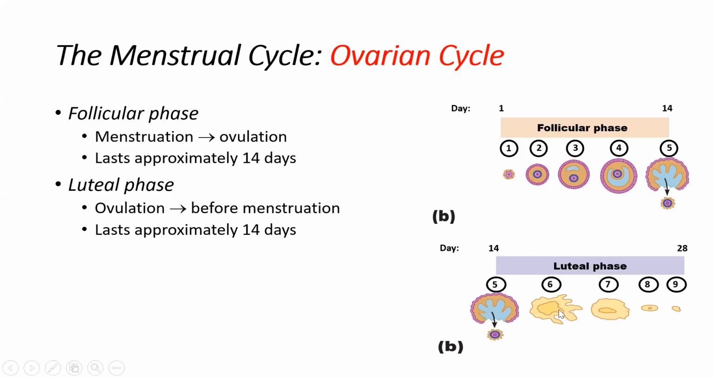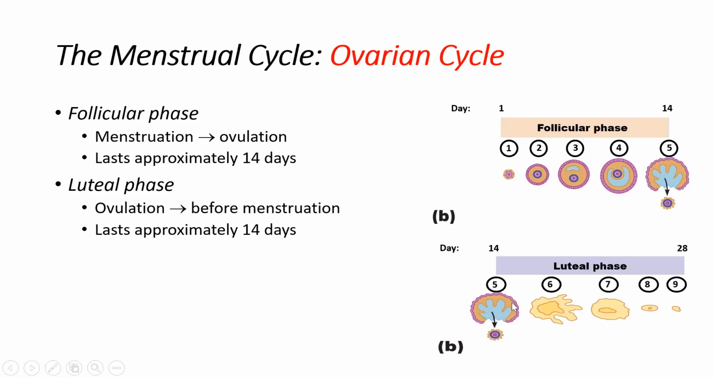That is followed by the luteal phase, which is days 14 to 28. This is the second half of the ovarian cycle. So after ovulation, up until the next phase of menstruation or bleeding, and that lasts 14 days. This is where we have the body preparing for the implantation of this hopefully fertilized mature oocyte.